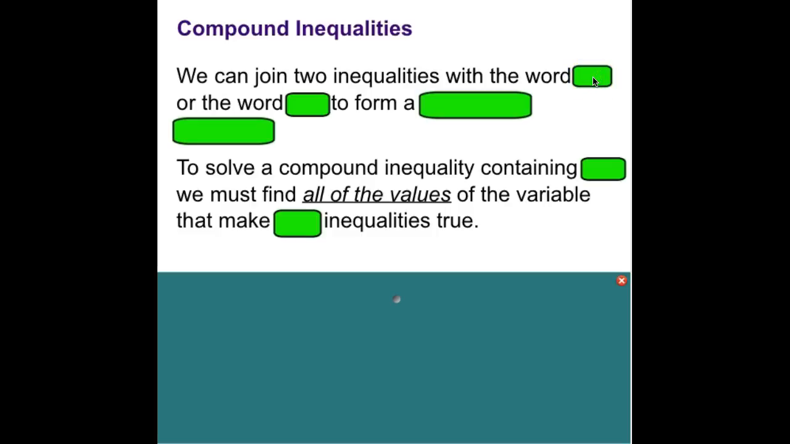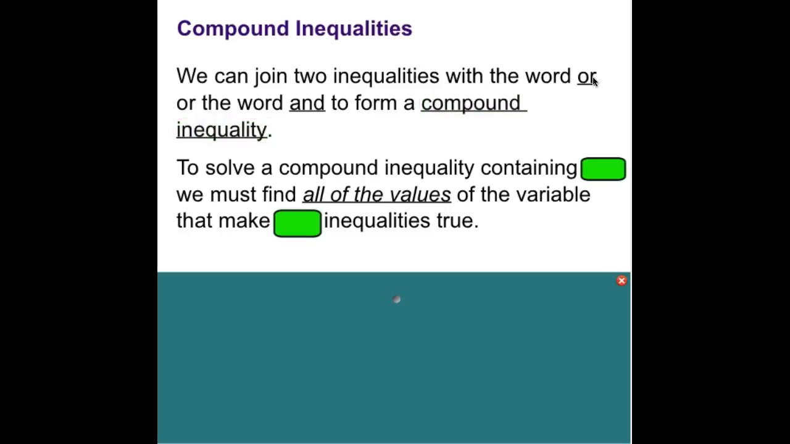We can join two inequalities with the word "or" or the word "and" to form what we call a compound inequality. To solve a compound inequality containing "and," we must find all of the values of the variable that make both inequalities true.